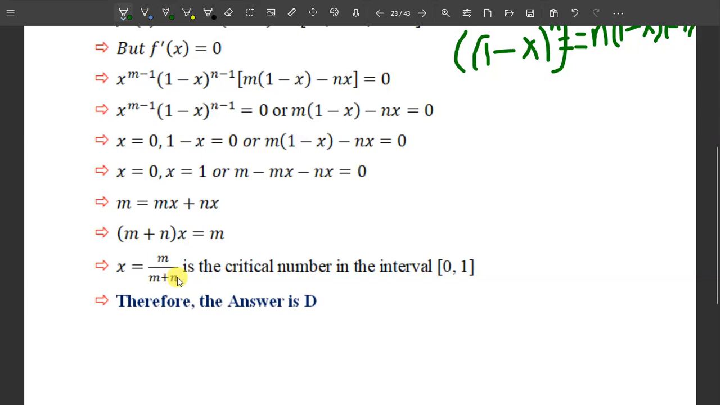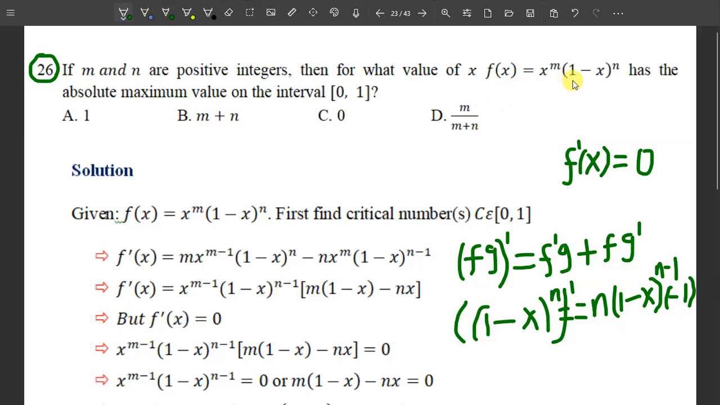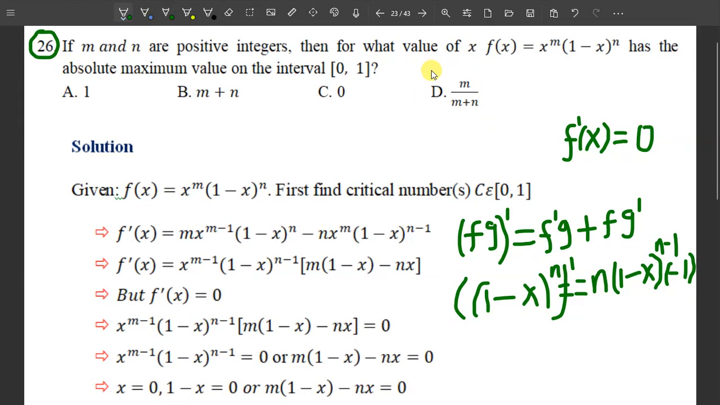Now remember, we say m and n are positive integers, then m divided by m plus n means it is a number which is between 0 and 1. It must be, since m and n both are integers and both are positive. Therefore, the value of x for which this function has absolute maximum value on this interval is equal to m over m plus n. That is it.